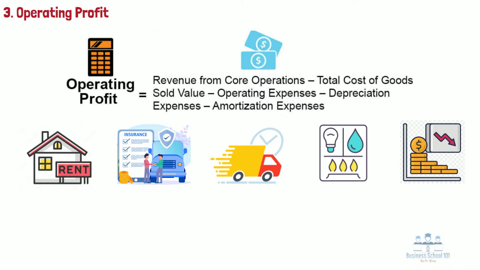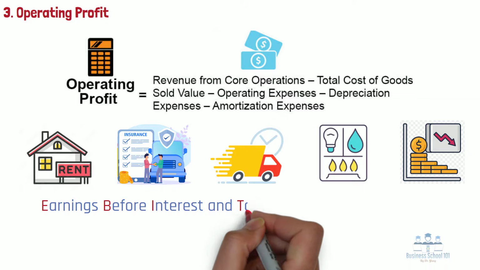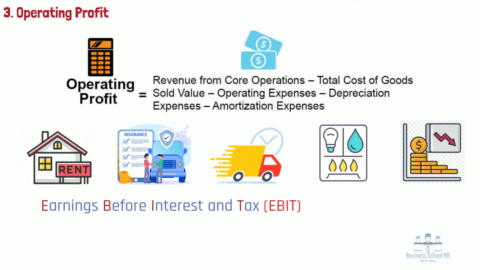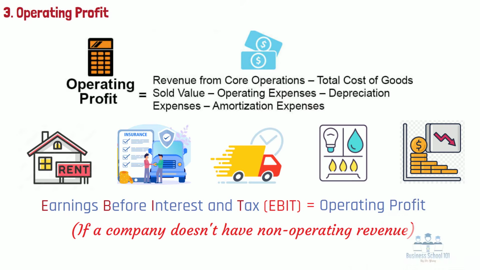However, like gross profit, operating profit does not account for the cost of interest payments on debts, tax expenses, or additional income from investments. Sometimes, operating profit is also referred to as earnings before interest and tax, or EBIT. However, EBIT can include non-operating revenue, which is not included in operating profit. If a company doesn't have non-operating revenue, EBIT and operating profit will be the same figure. In other words, operating profits only reflect the profit and efficiency of a company's core business.